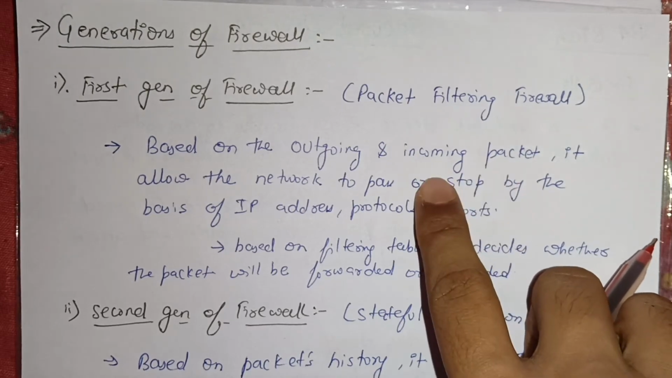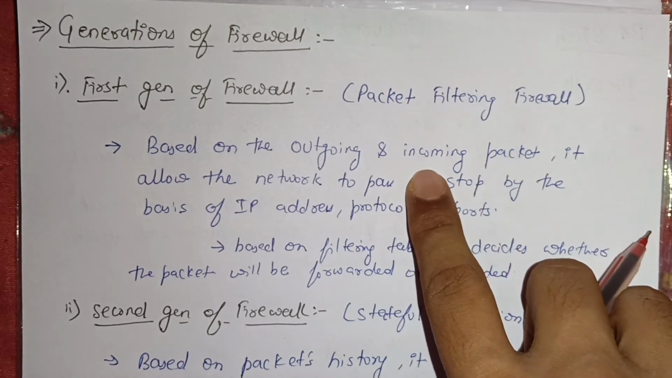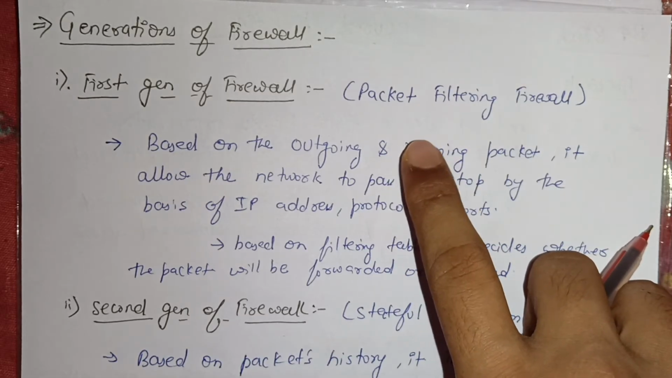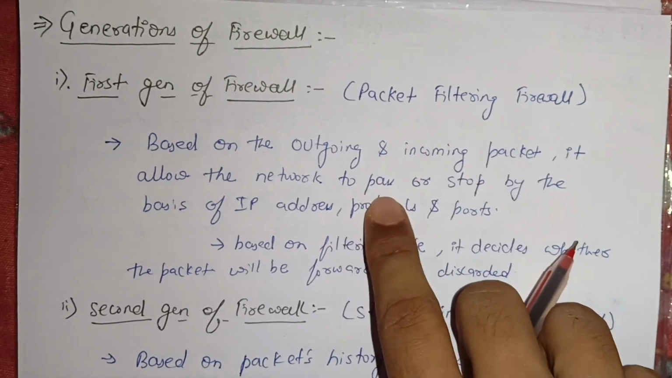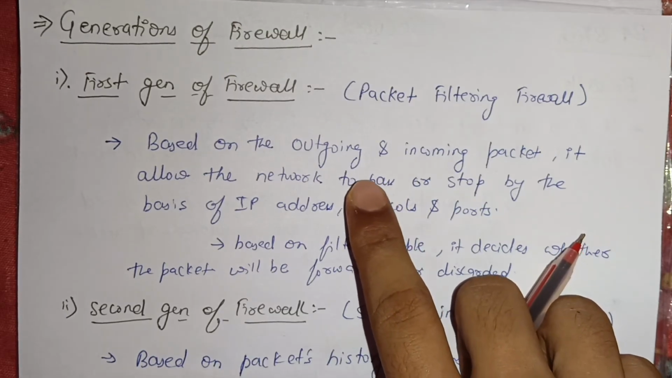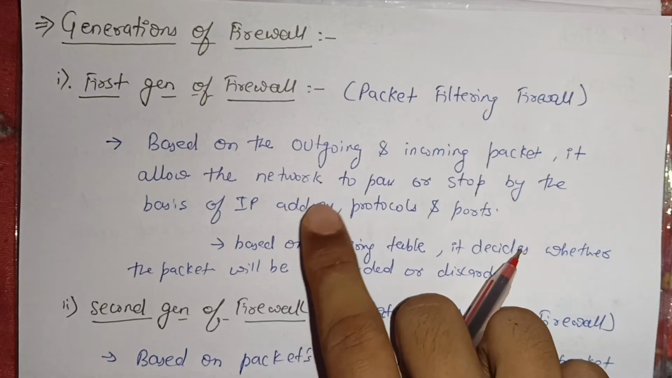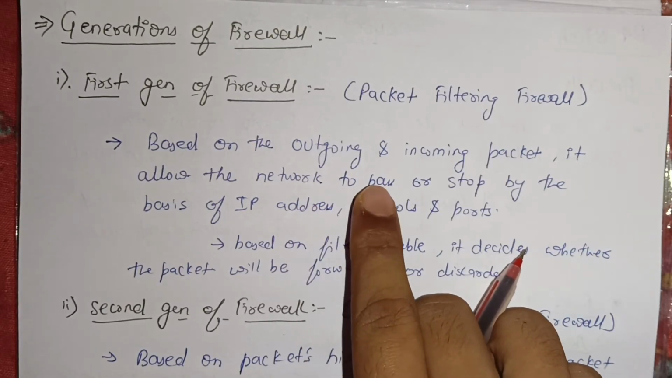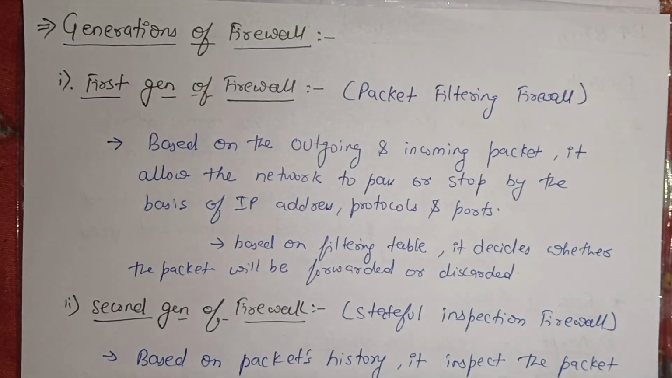If the incoming and outgoing packet is okay for the firewall, meaning it matches the set of instructions already given to that firewall, it allows the network to pass. Or if the certain criteria is not matched, or if the packet is not matched, then based on the packet, it stops or denies the network from passing or fetching the information.